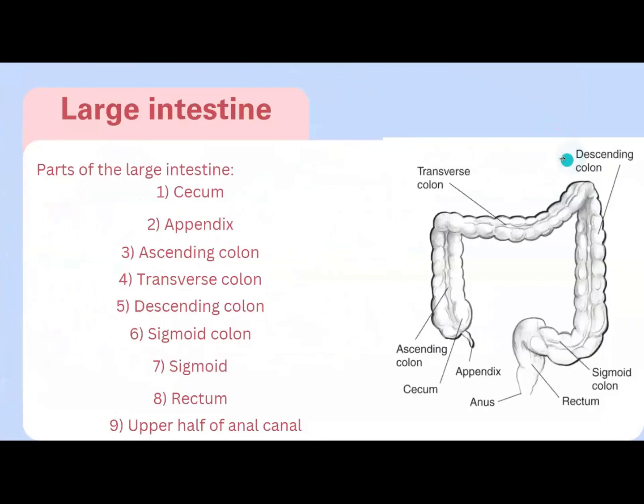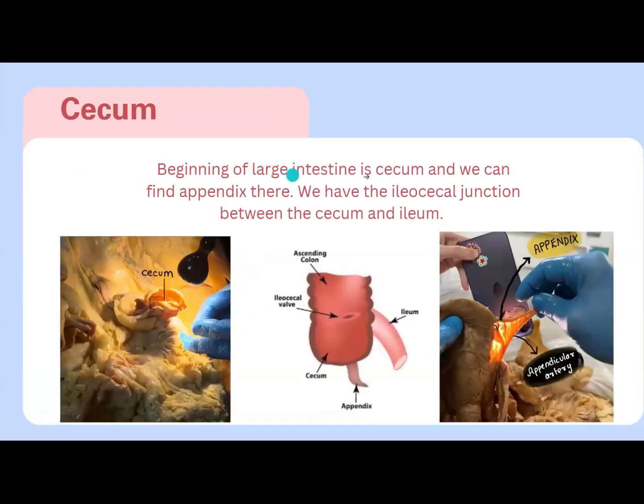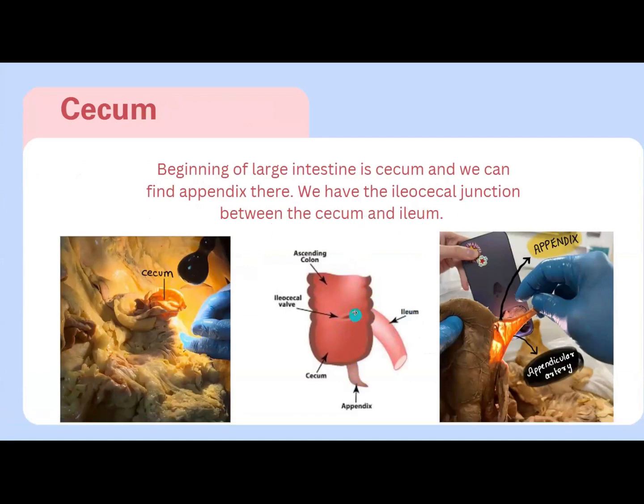Okay, perfect. So the large intestine, this is the fun part of the GI. The large intestine is divided into 9 different parts. You have the cecum, appendix, ascending colon, transverse colon, descending colon, sigmoid, rectum, and then you have the upper half of the anal canal. Why did I say the upper half? Because the lower half is from a different embryonic origin. It has different supplies and different innervations. The cecum is the beginning of the large intestine, and we can find the appendix under the cecum. We have the ileocecal junction between the cecum and the ileum. It's where the ileum opens into the cecum.